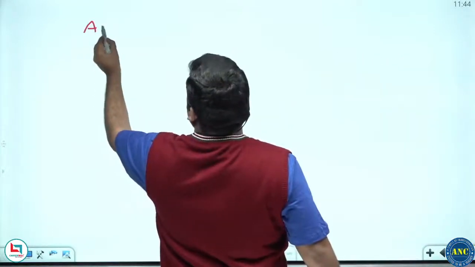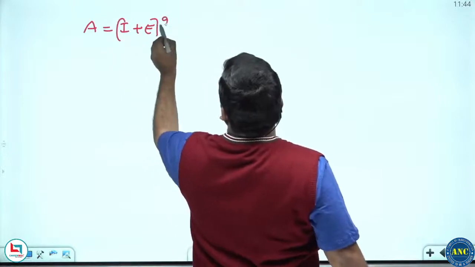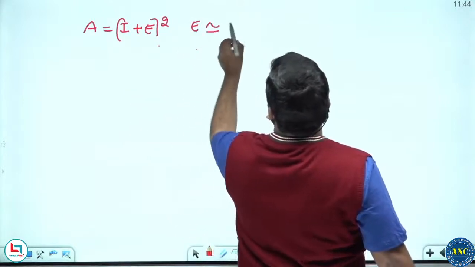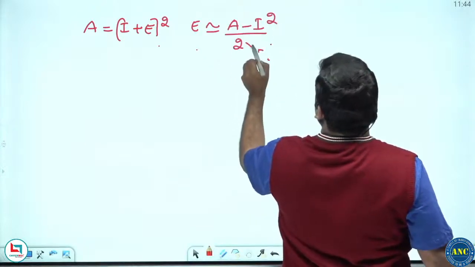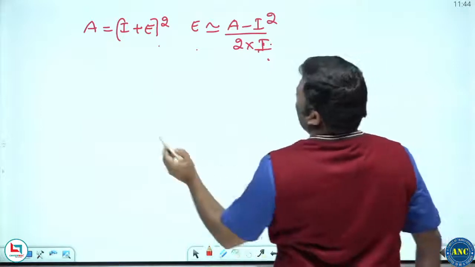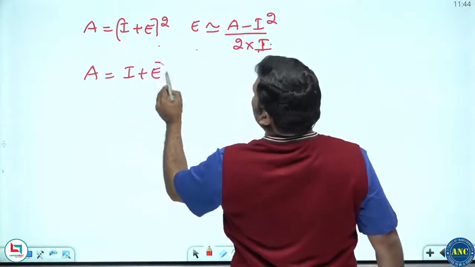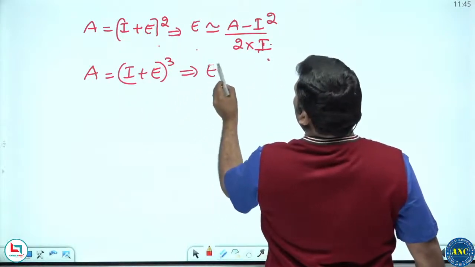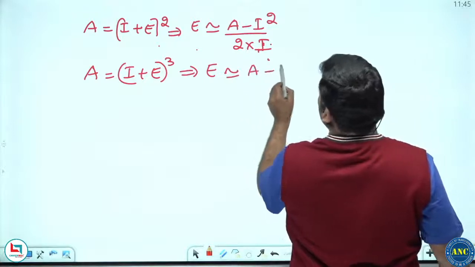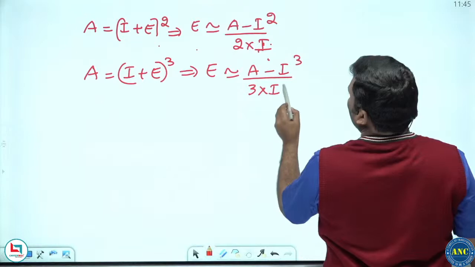Now we will generalize it. A is equivalent to (I plus E) whole square. E is nothing but (A minus I square) divided by 2 into I. If it is a cube, how to find the approximate value of a non-perfect cube? How it is derived, I also discussed. E is (A minus I cube) divided by 3 into I square.